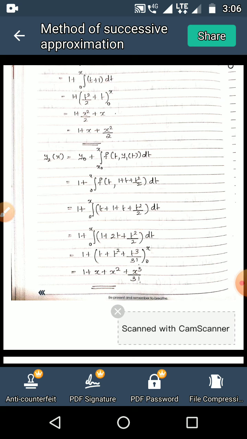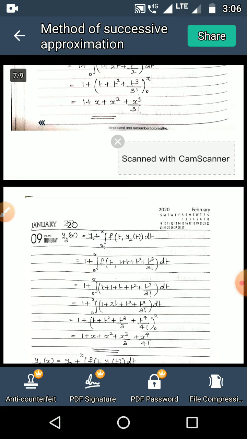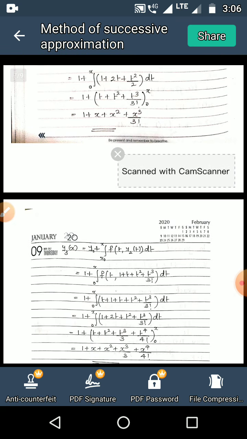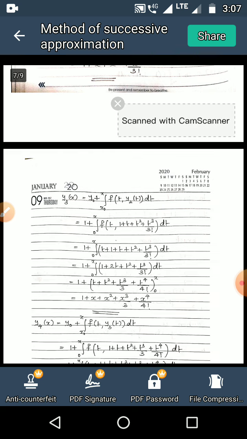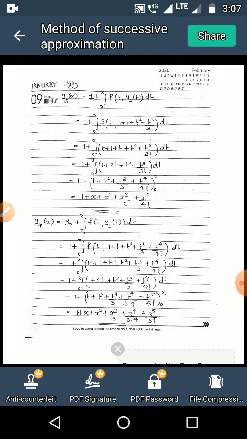So that in y2 of x, this becomes x square. In y3 of x, this x cube by 3 factorial becomes just x cube by 3. So that when 2 is multiplied with x cube by 3 factorial, we obtain just x cube by 3. Similarly, when it comes to y4 of x, x raised to 4 by 4 factorial is there in y3 of x. But when it comes to y4 of x, what happens? X raised to 4 by 3 into 4. A 2 is missing. That means a 2 is multiplied with the numerator so that it gets cancelled.